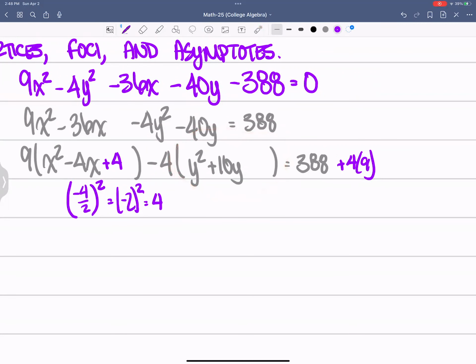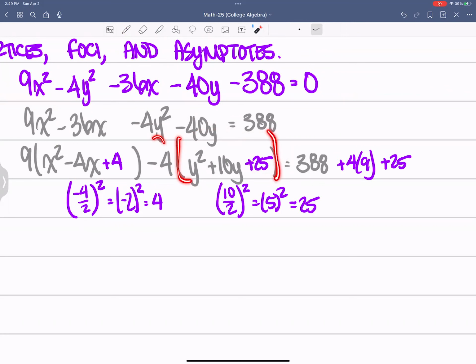Let's move on to this part. Half of b, squared. So half of 10, so 10 divided by 2, squared. That's 5 squared, which is 25. So we're adding 25 in here, which means we need to add 25 over here too. When we added the 25 in here, it was within these parentheses, which is being multiplied by that negative 4. So we have to multiply this one over here by negative 4 as well.